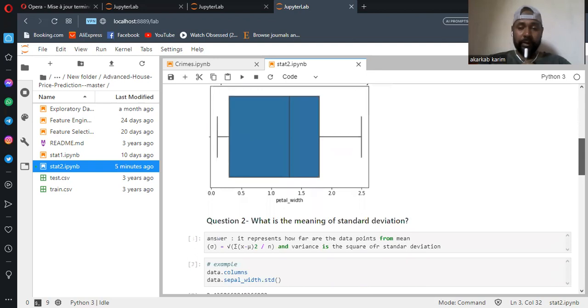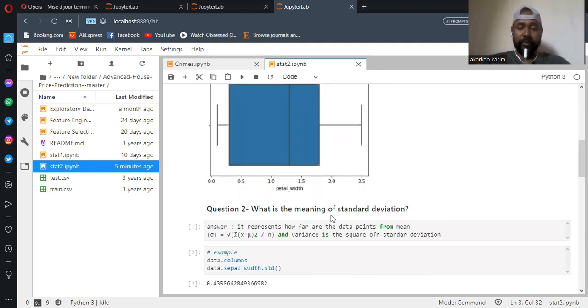So let's see the second question here: what is the meaning of standard deviation? In descriptive statistics, we have this concept of standard deviation. It represents how far the data points are from the mean. We see the mathematical formula here.